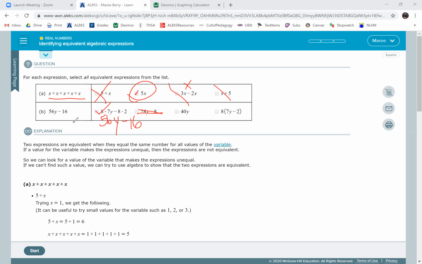40y, so I think what they did was take 56 minus 16 to get 40, but we cannot do that because 56 has a y and 16 doesn't. So this is not going to be correct. When I have something distributed, I'm going to have to do 8 times 7, which is 56 times y. Well, I guess it's 8 times 7y. And then you have to do 8 times 2, so you have minus 16, which is the same thing that is written over here on the right. So that one is correct.